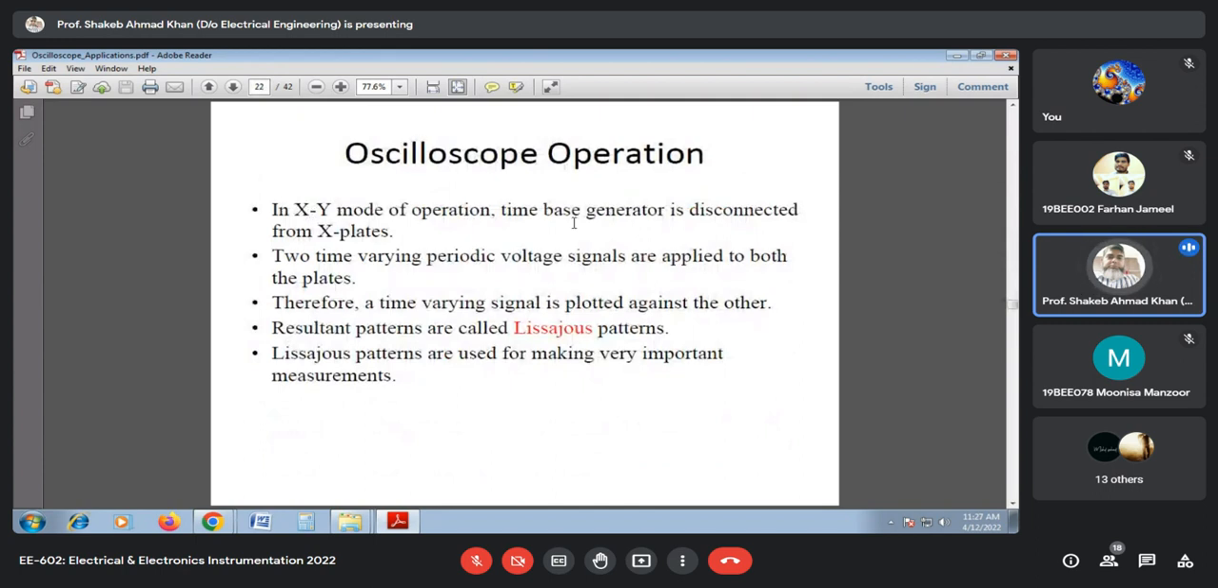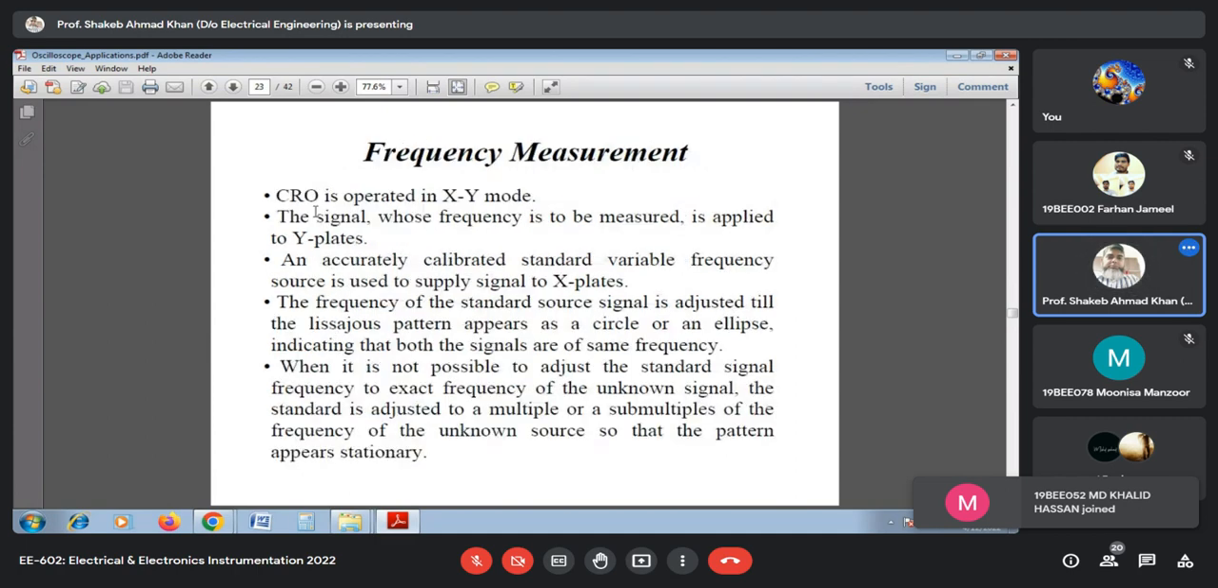In XY mode of operation, the time-base generator is disconnected from X plates. Two time-varying periodic voltage signals are applied to both the plates. Therefore, a time-varying signal is plotted against the other, and the resultant pattern is called Lissajous pattern. Lissajous patterns are used for making very important measurements. So this is another way of operation of the oscilloscope, and both modes of operation are very useful for the purpose of measurement.